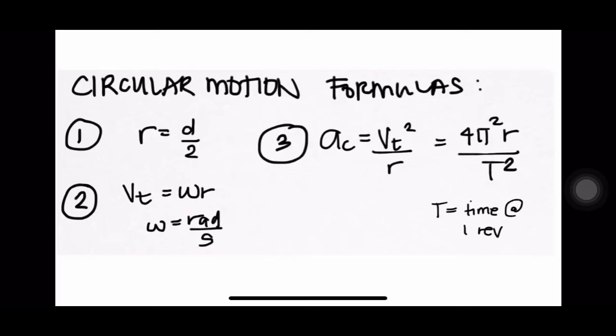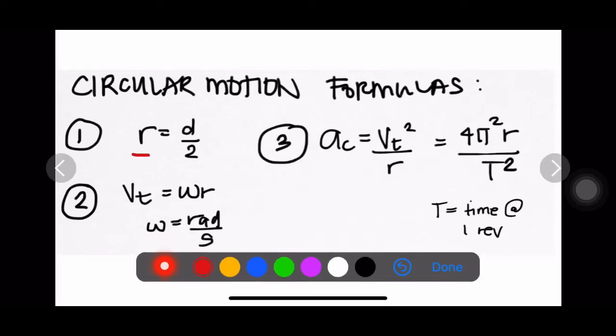So let's have a little recap about the useful formulas that are essential in solving circular motion sample problems. Number 1 is the radius, denoted by r, which is equal to the diameter divided by 2. The standard unit for radius is meters.